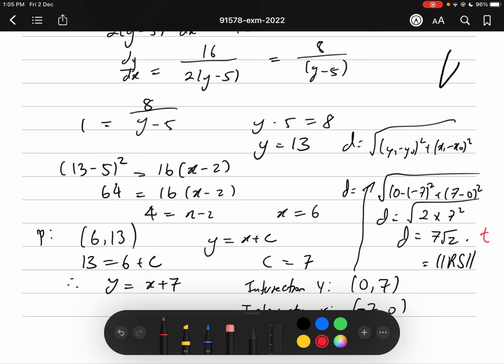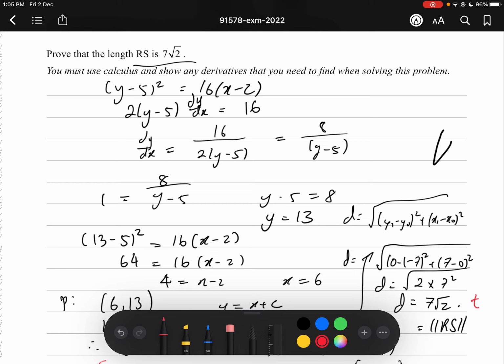I'm pretty certain that a merit level grade should come if you can find the equation of the tangent. So y equals x plus 7, that should be enough for a merit. And if you could correctly differentiate implicitly to find dy on dx, that's this point here, that should be enough for achieved.